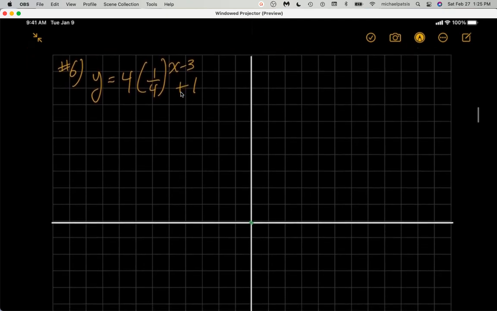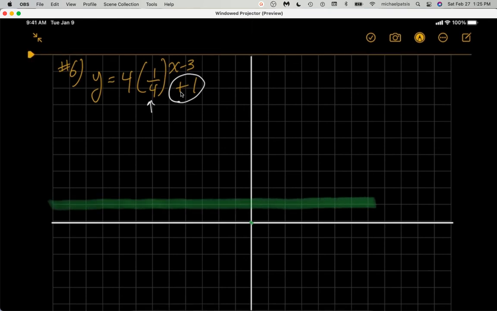Next one. What's my intuition? A, is it legal? Answer, yes. I have a decay problem. This graph is going to head towards my horizontal asymptote. What is my horizontal asymptote? It is at y equals positive 1. I'm going to draw it in, and I'm going to label it. Next, I don't see a negative sign, so this is not going to be flipped.